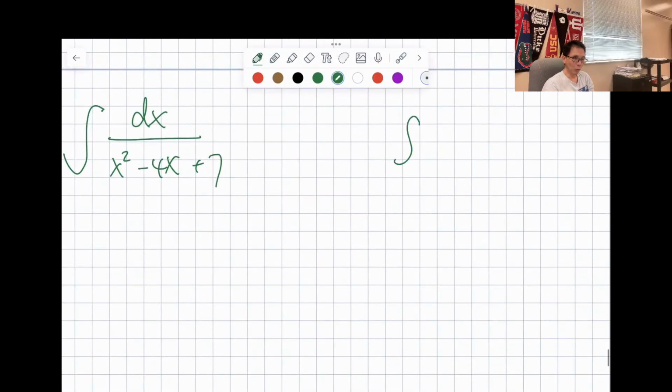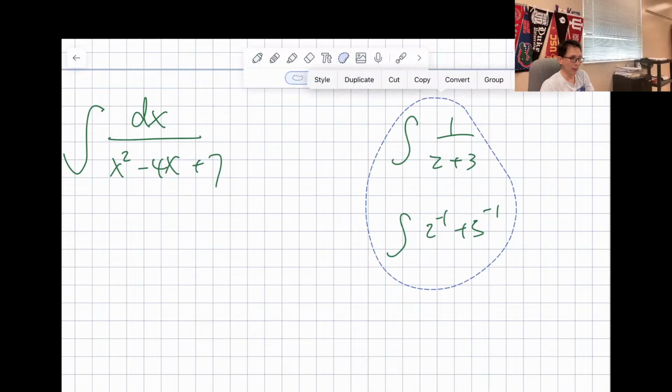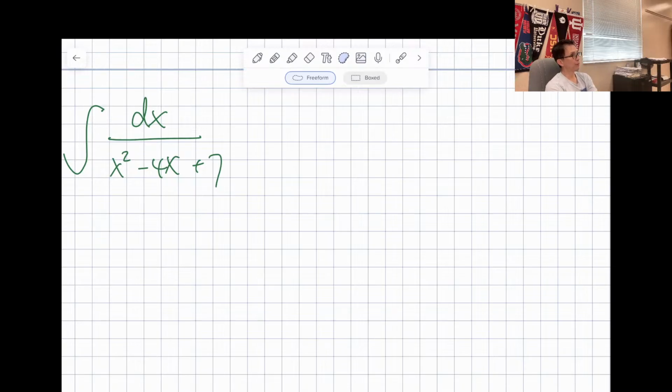Like 1 over 2 plus... or I should put plus 3. And then we say, oh yeah, that's equal to 2 to the negative 1 plus 3 to the negative 1. That's not true, because 1/2 plus 1/3 is 5/6, but this one is 1 over 5. So by thinking about actual realistic numbers, that is not correct, but that's okay. That's a good try. It's fine. Any other methods?